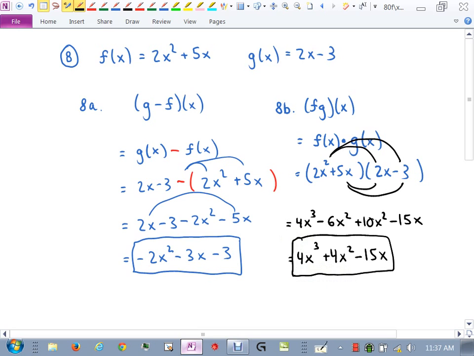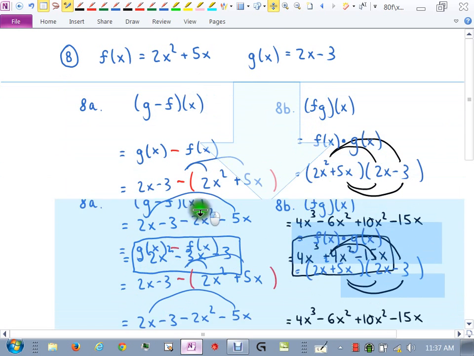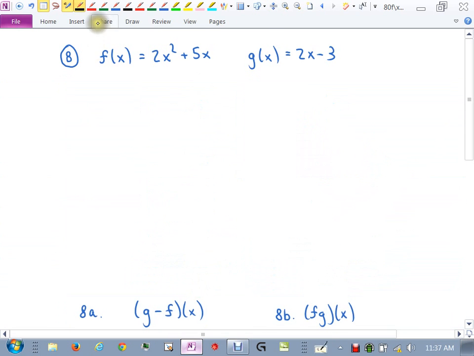All right, 8c, I want to do composition. So what I think I'm going to do for 8c is I'm going to push these down so I can keep my functions right there. So 8c, I want to do f of g of x. This means you take the f function, and inside of it you put g of x. That means I take the f function, and inside of it I put 2x minus 3.